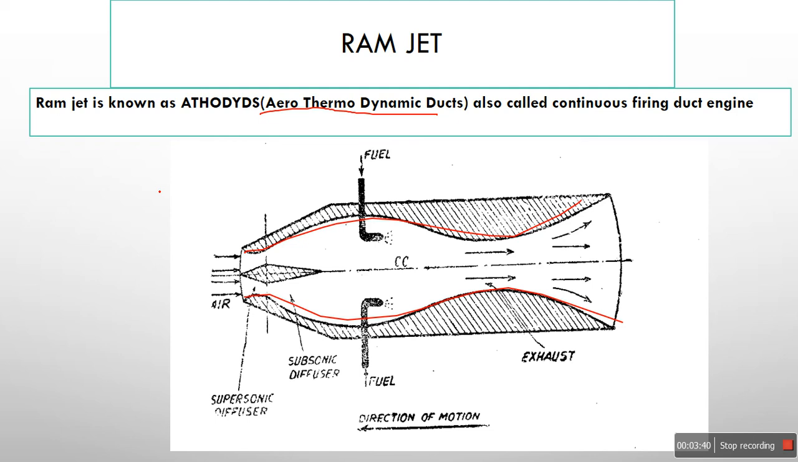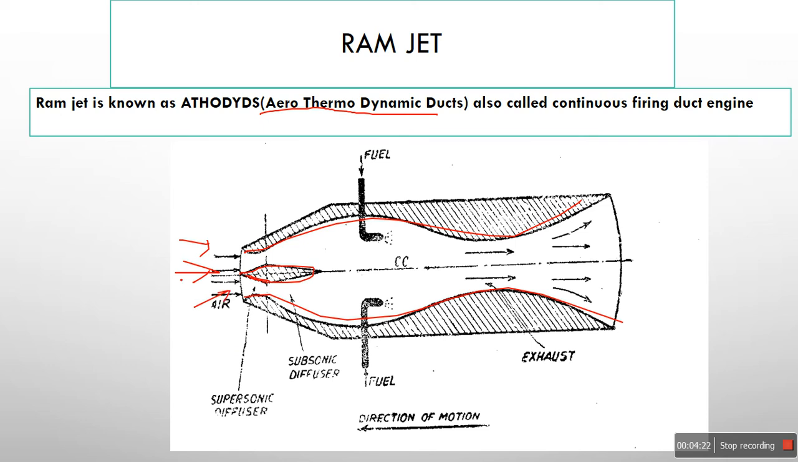It is also called a continuous firing duct engine. If you see here, at the front of the engine there is a subsonic diffuser, and the exhaust is a varying narrow cross-sectional area which acts as a nozzle. When the air passes through the diffuser section, the pressure rises due to the conversion of the kinetic energy of the air into pressure energy.